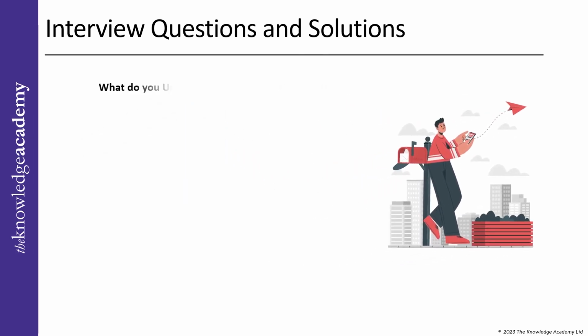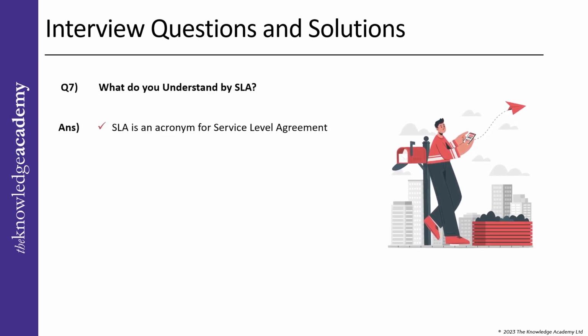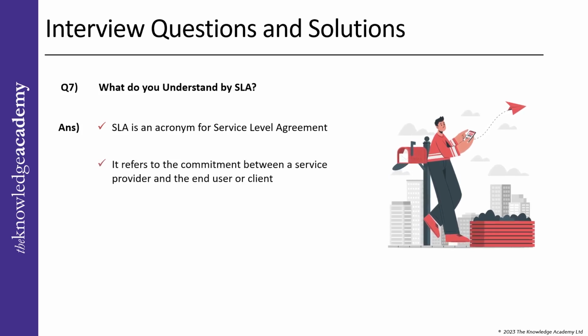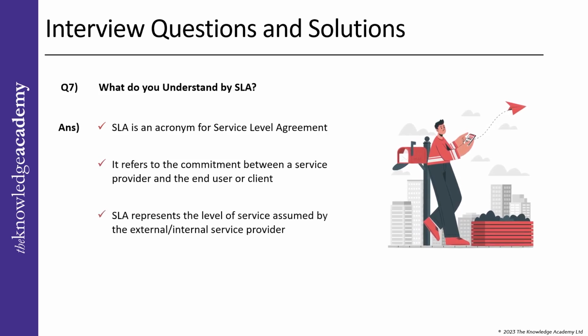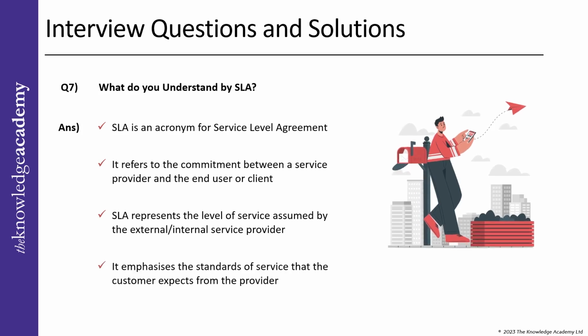Question 7. What do you understand by the SLA? The SLA is an acronym for the Service Level Agreement. It refers to the commitment between a service provider and the end user or a client. SLA represents the level of service assumed by the external or the internal service provider. It emphasizes the standards of services that the customer expects from the provider, the factors that determine if a success is achieved, and the consequences or remedies that the service providers would face if the standard of service isn't fulfilled.